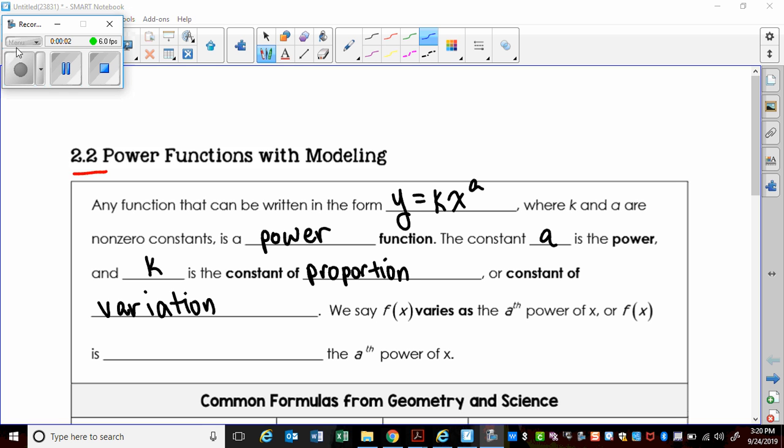Good morning. This is Unit 2, Day 2. We're going to go over our power functions today.